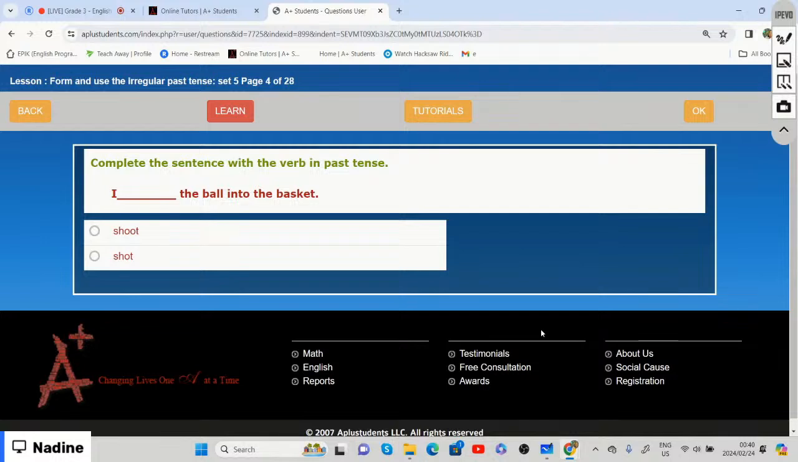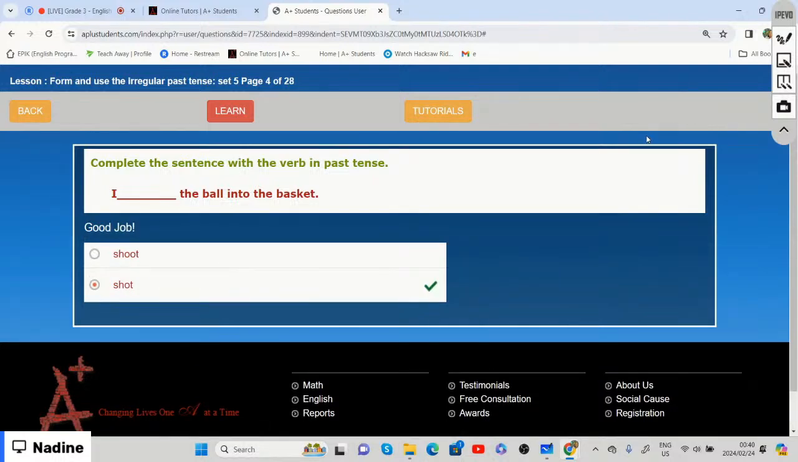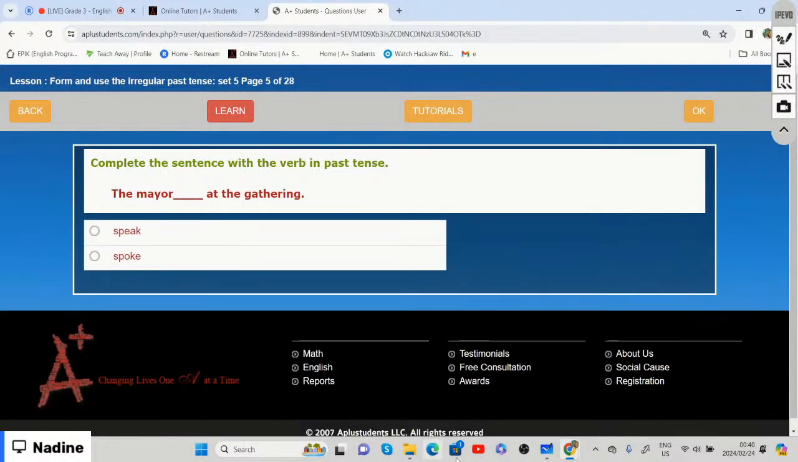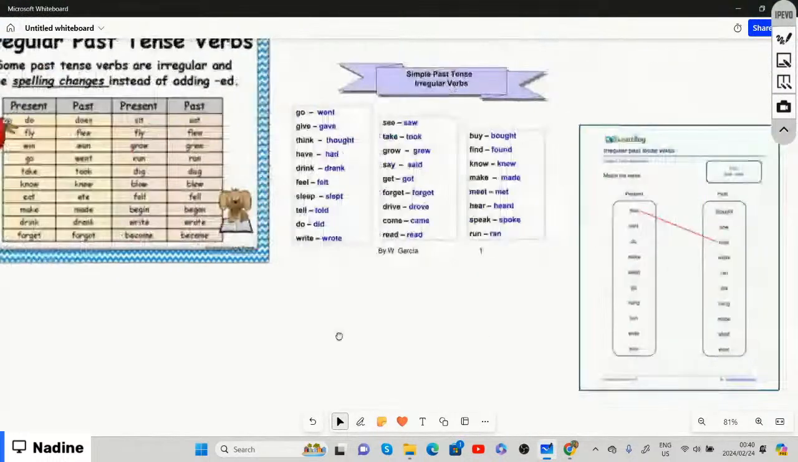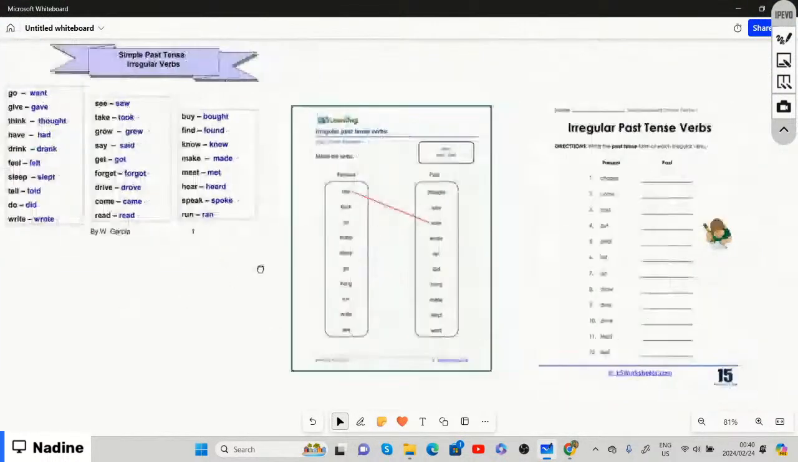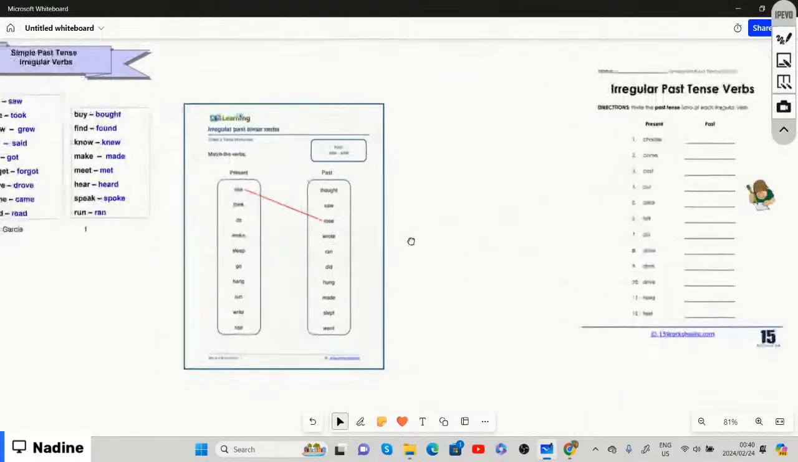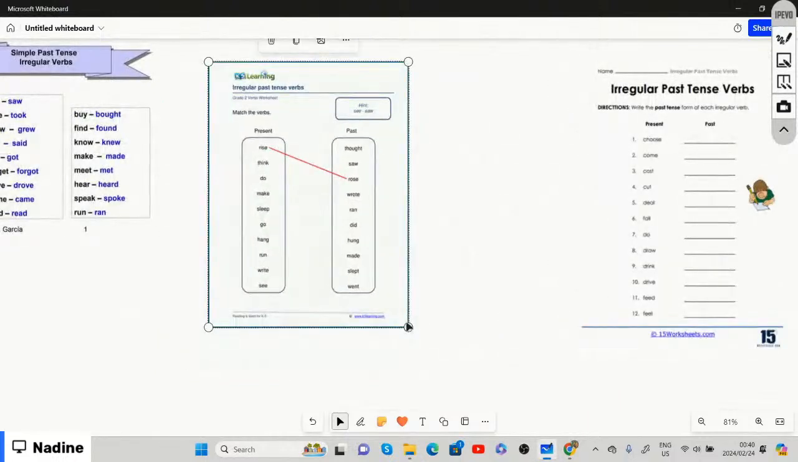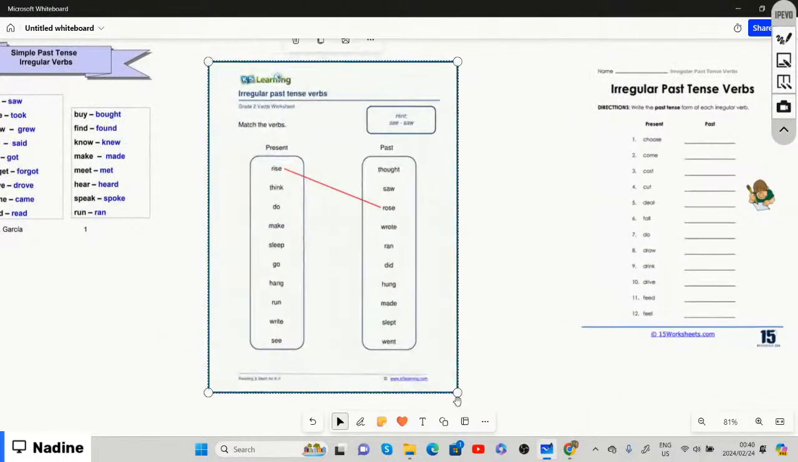All right. So we then say I shot the ball into the basket because shot is the past tense of the word shoot. So well done. All right, so now we're going back to the whiteboard. And we're going to match the irregular verb with its correct past tense.